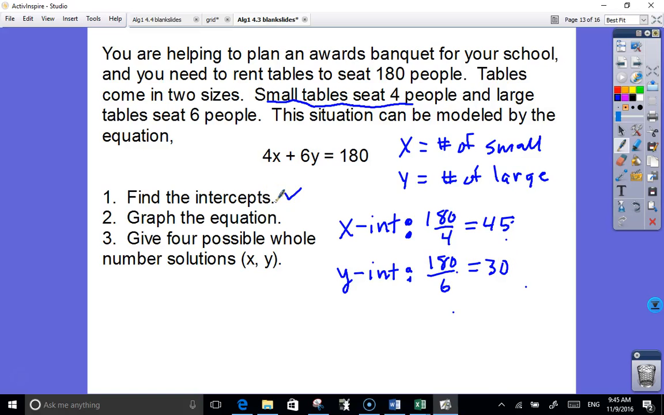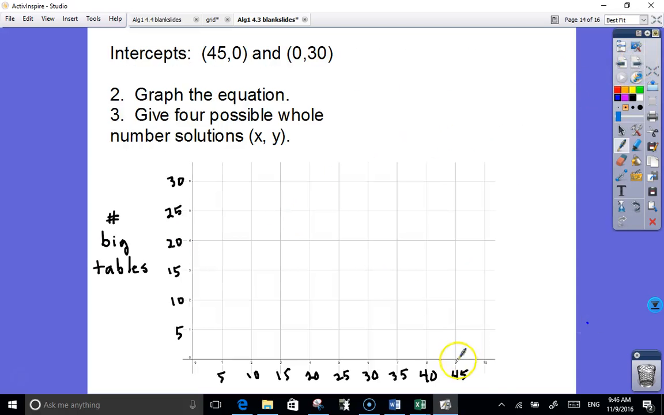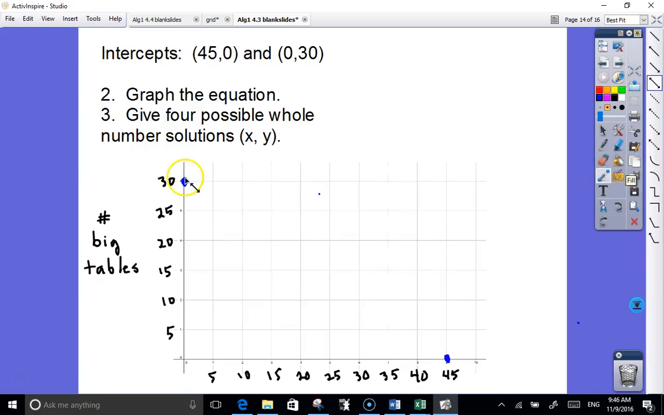Now we got to graph the equation. We said the x-intercept is 45, the y-intercept was 30. So 45 and 30. Now we have to connect that with a line. Okay, so you graph. And then this is something this book is asking. It's in the homework problem, so you should be prepared for this.